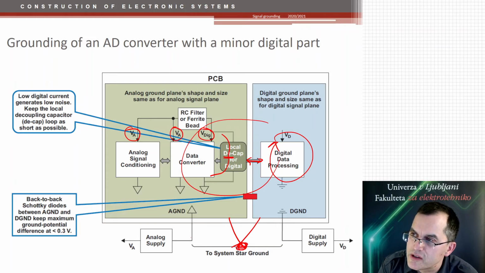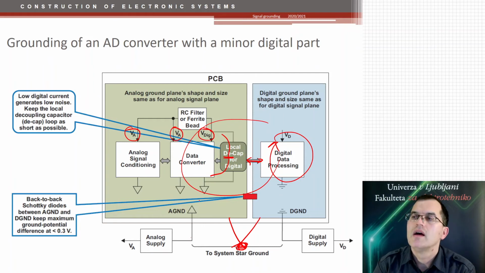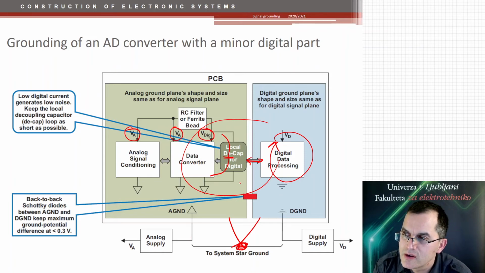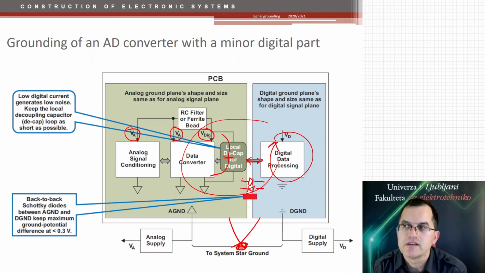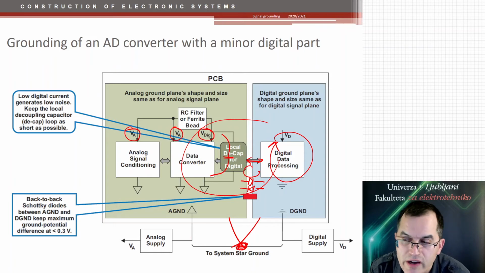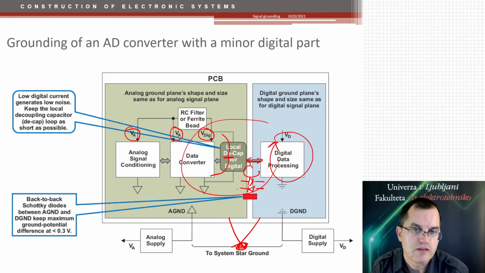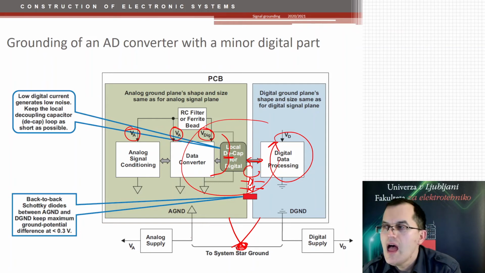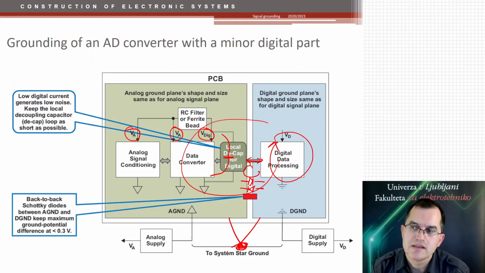But we cannot afford that the return currents of this digital interface are flowing that far away, because then we have a noise problem. And for that reason, we put two back-to-back connected Schottky diodes, like that. These two Schottky diodes are then providing a return current path for the digital interface, for the digital ground. They provide a low impedance return current, and they do not allow large voltage differences. And they prevent ground loops, which is the second important thing. The ground loop is not made because these two grounds are still connected at a single point.